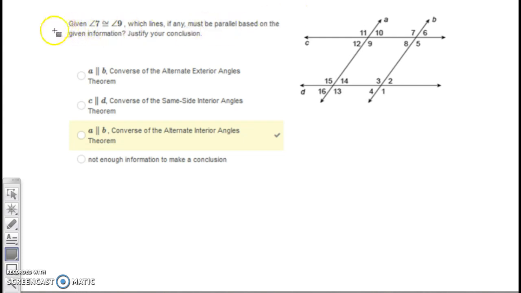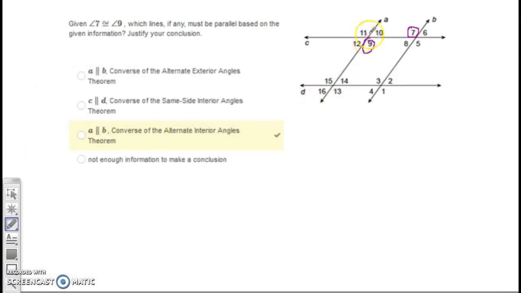Alright, so given angle 7 is congruent to angle 9, which lines, if any, must be parallel based on the given information, and justify your conclusion. So I'm going to find angle 7 and angle 9. Okay, and I want to highlight the lines that possibly could be parallel. In other words, I want to get rid of the distractors because I don't like distractors.